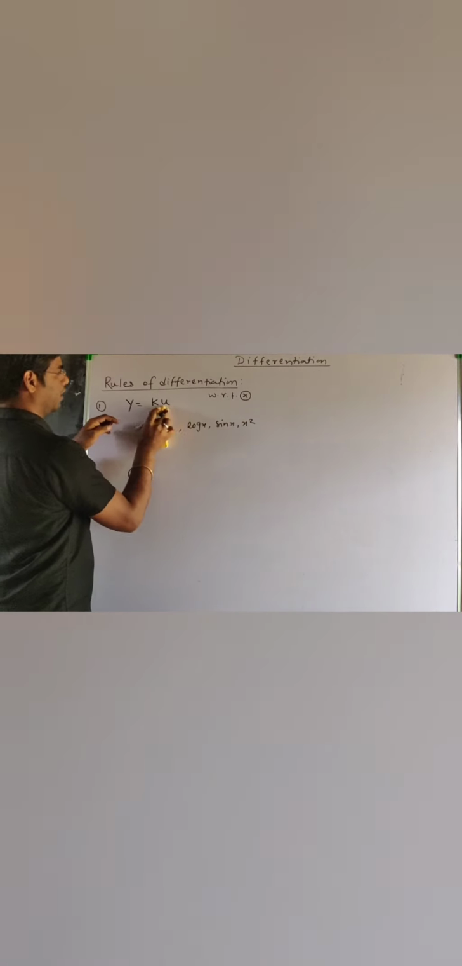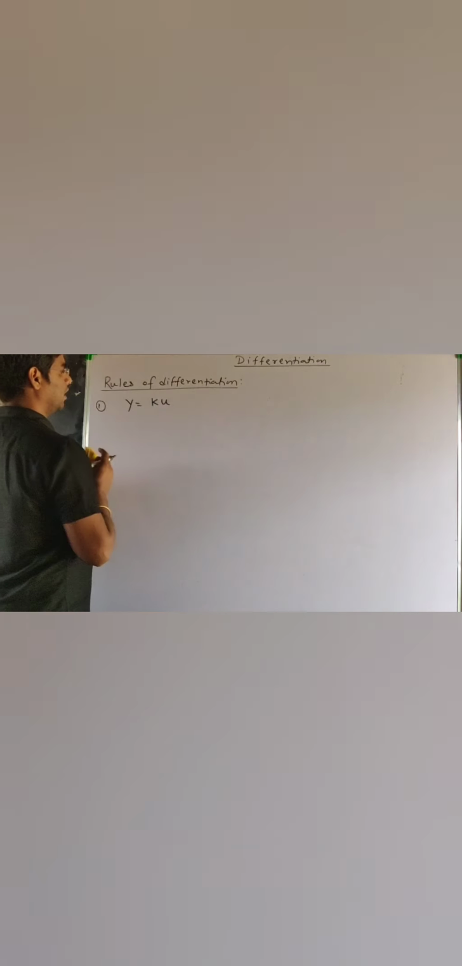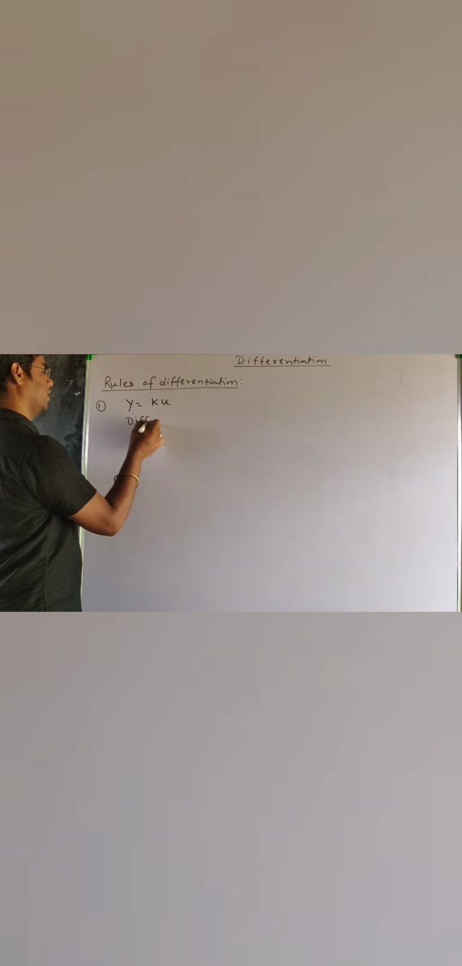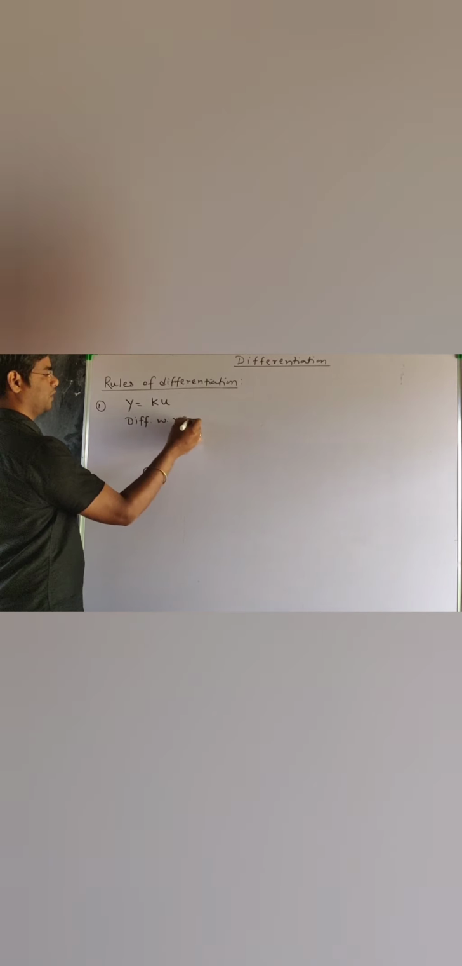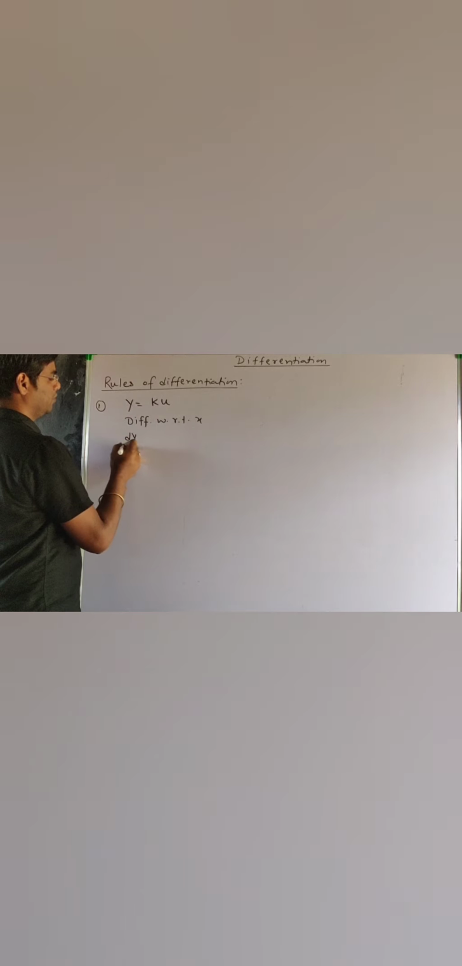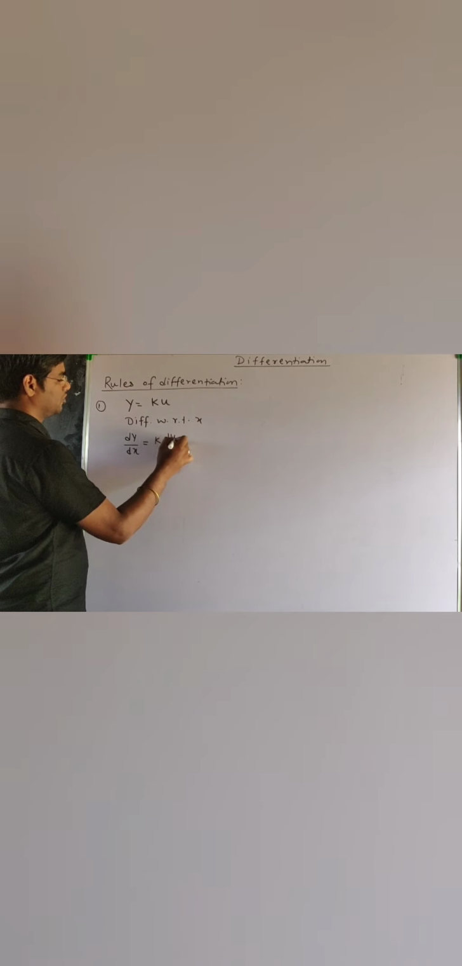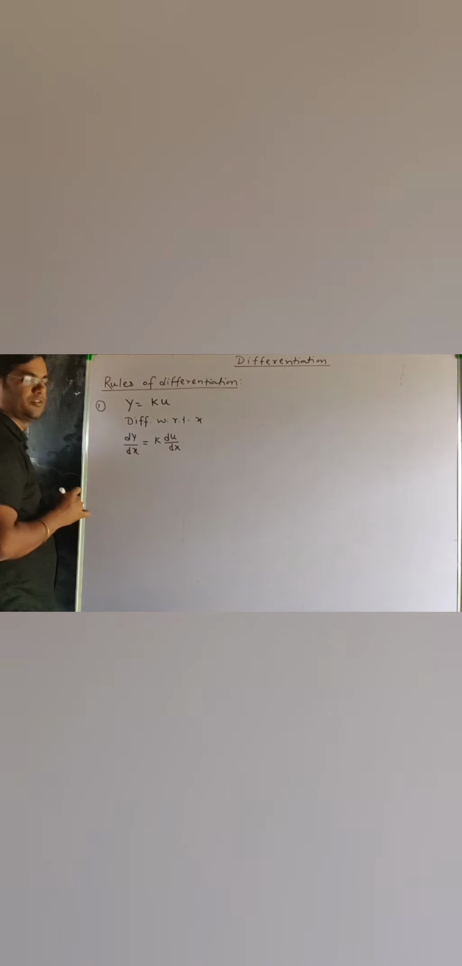So here k is constant and u is any variable, and suppose we want to differentiate y is equal to k into u. So how to differentiate y is equal to k into u? Differentiate with respect to x. So differentiate means what? Write down d by dx on both the sides and take constant common. Here k is constant, so constant into variable, differentiation of variable.